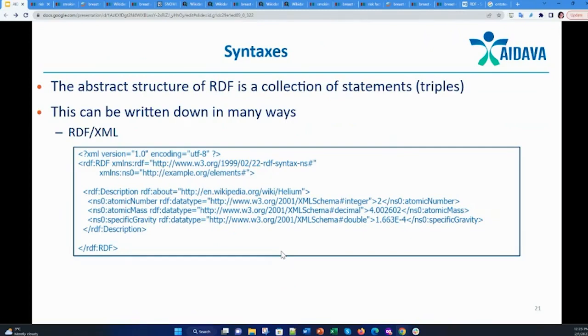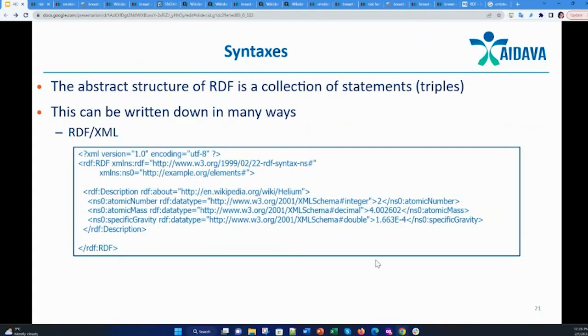The syntax is used to store the information in RDF. Usually this includes the XML RDF presentation. Here we see an example for presenting information for helium. This is the concept helium, and we have atomic number, which is 2, atomic mass, which is 4.002, and specific gravity, 1.6 E minus 4.